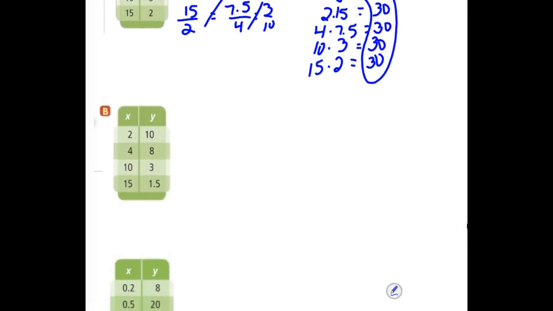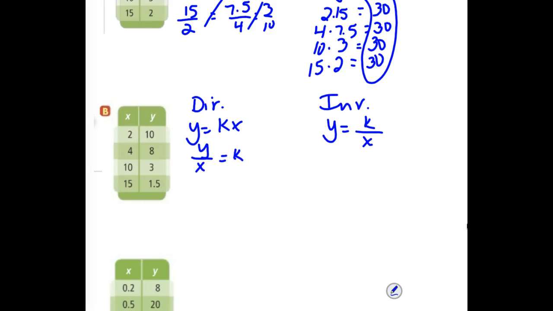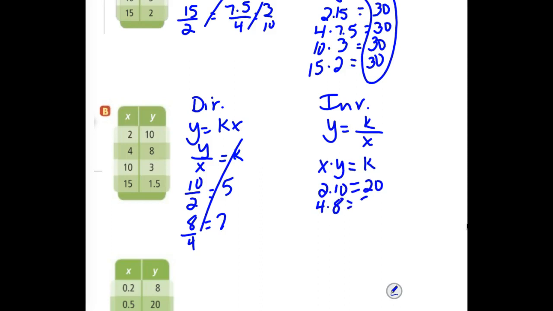Let's look at the second one here. Again, we are checking to see is it direct or inverse or neither. Direct is y equals kx. Inverse is k divided by x. All right, so again, solving for y, if we take our y values and divide them by x, do we get the same thing? 10 divided by 2 is 5. 8 divided by 4, so we're not getting a constant, right? So it's not direct. If we multiply them, x times y, do we get a constant? So 2 times 10 is 20, 4 times 8 is not 20, right? So if it's not direct and it's not inverse, we say neither.